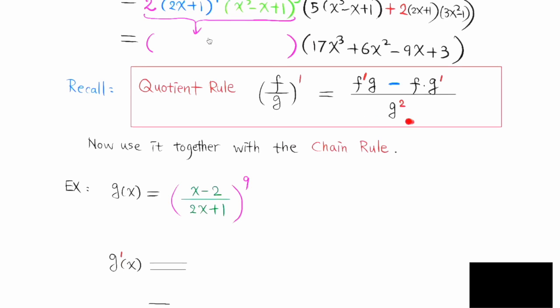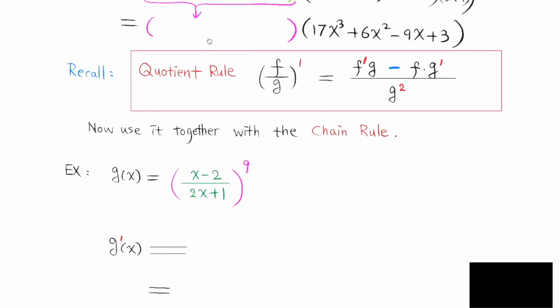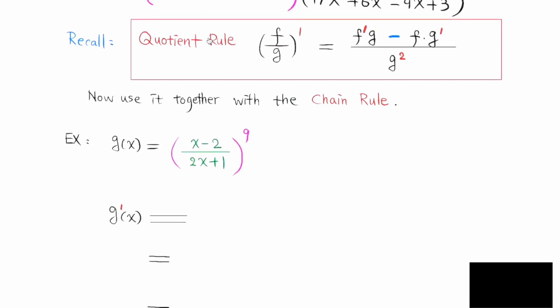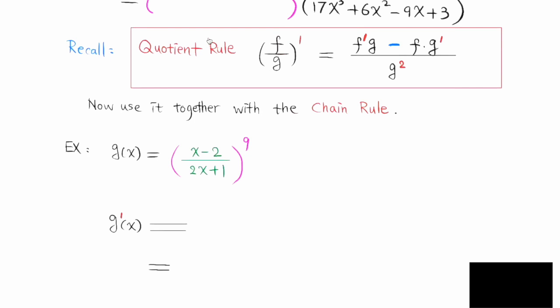Now we're going to use it together with the chain rule. So look at this one. Someone tell me, do I use the chain rule first or do I use the quotient rule first? Which one do I use first? This one or this one? Chain rule? Yes, the chain rule first. The quotient rule, you use it when it is a quotient first. And over here, it's not in quotient form, right? The inside is a quotient, but the whole function here is not in quotient form. So not the quotient rule first.